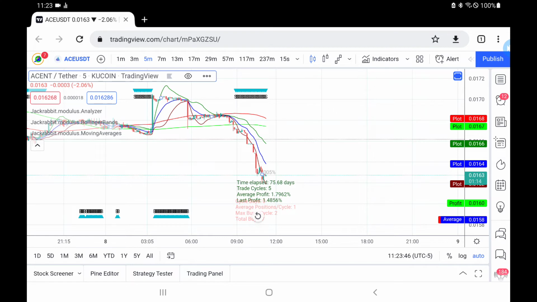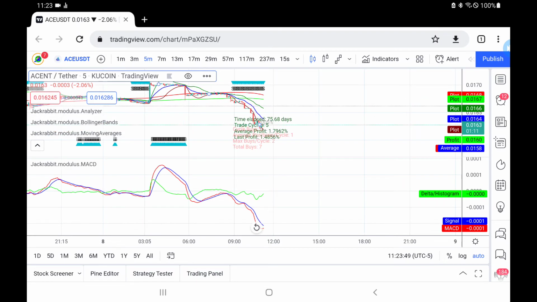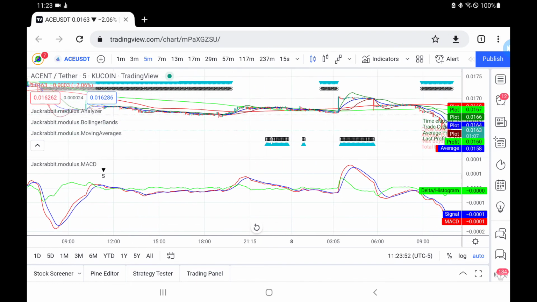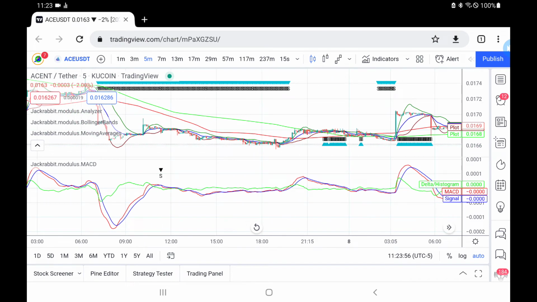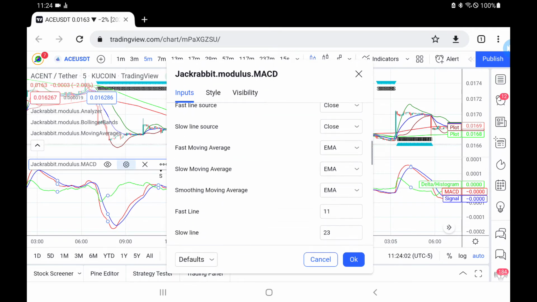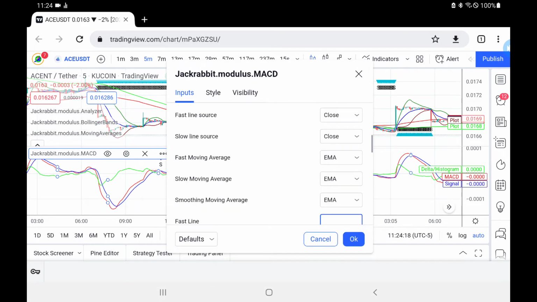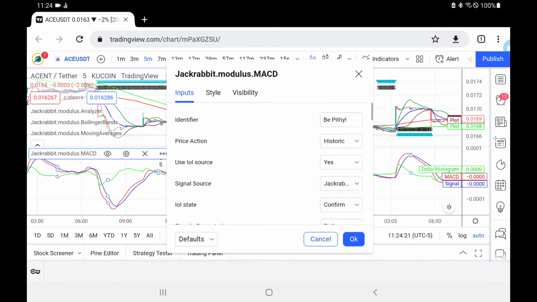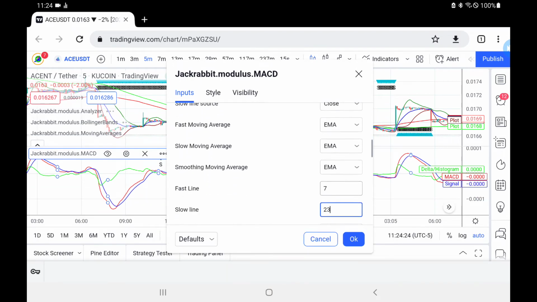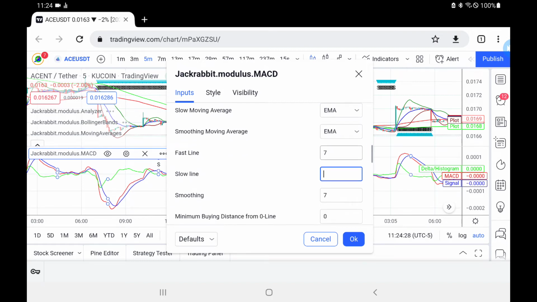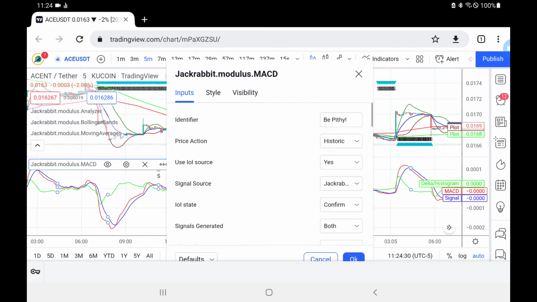Now we bring in the MACD. And here we have our standard MACD. Now let's see how it's set up. Okay, it's set up pretty reasonable. Now, what if we want to make this more aggressive? We can. For example, let's take our fast line down to 7. Let's take our slow line to 13, and let's take our smoothing to 5.